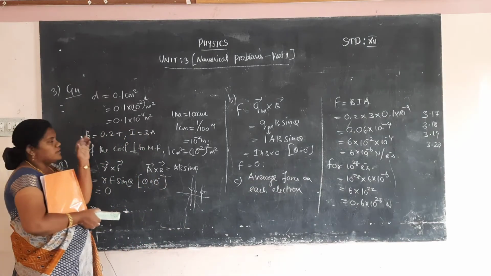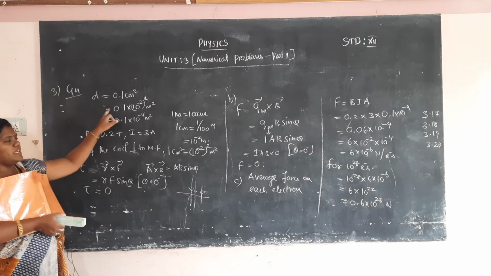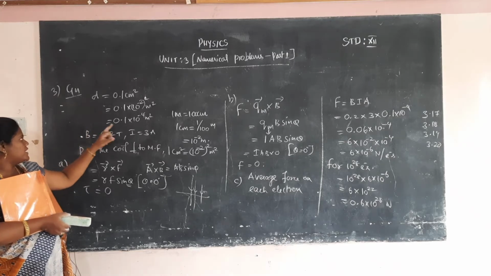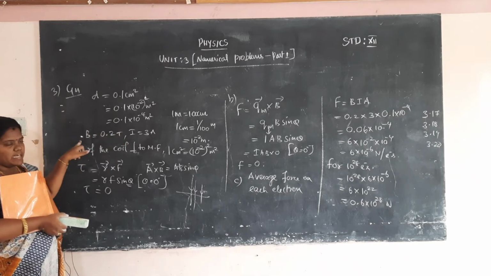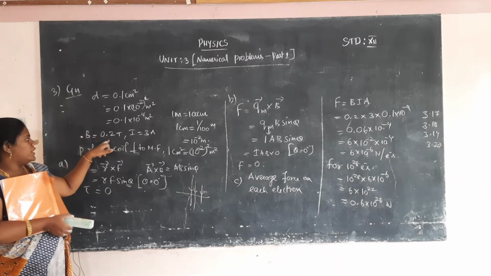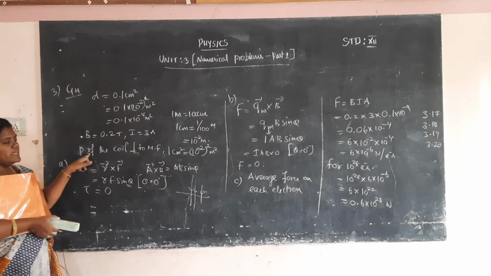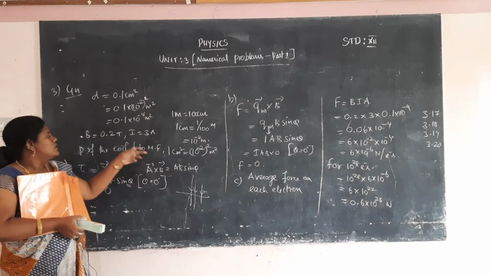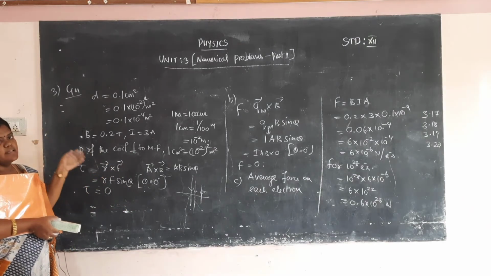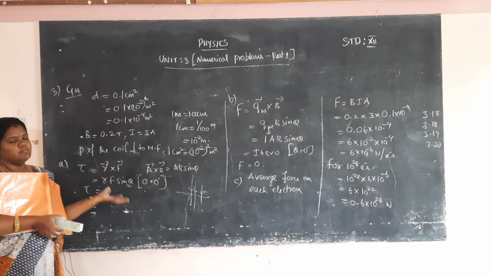So how to solve this problem? First, the given values. Area is given in centimeter square, we have to convert it to meter square: 0.1 into 10 power minus 4 meter square. Magnetic induction B is equal to 0.2 Tesla. Current I is equal to 3 ampere. And the plane of the coil is perpendicular to the magnetic field.